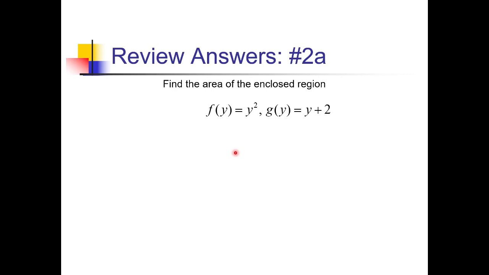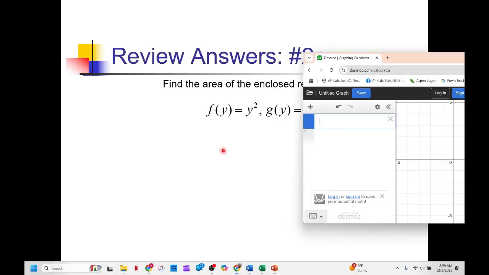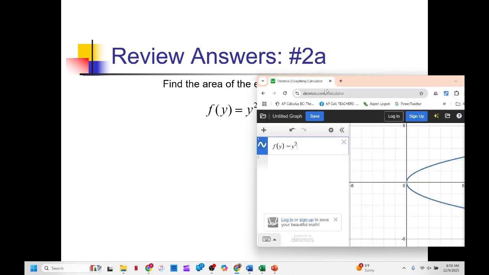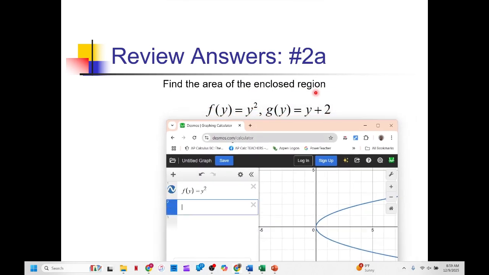For this problem, they want the area of the region enclosed by f of y and g of y. So let's go to Desmos and graph those out. So f of y, that's going to be y squared, and we can just take a better look at it. And then g of y, that's going to be y plus 2. So it's this enclosed region here.